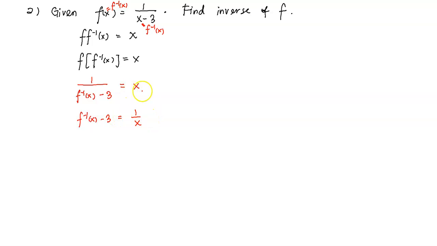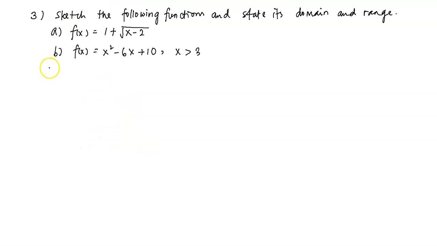Or we can say that you can cross multiply maybe. Then after that, I have my f inverse of x equals 1 over x plus 3. For question 3, sketch the following functions and state its domain and range.